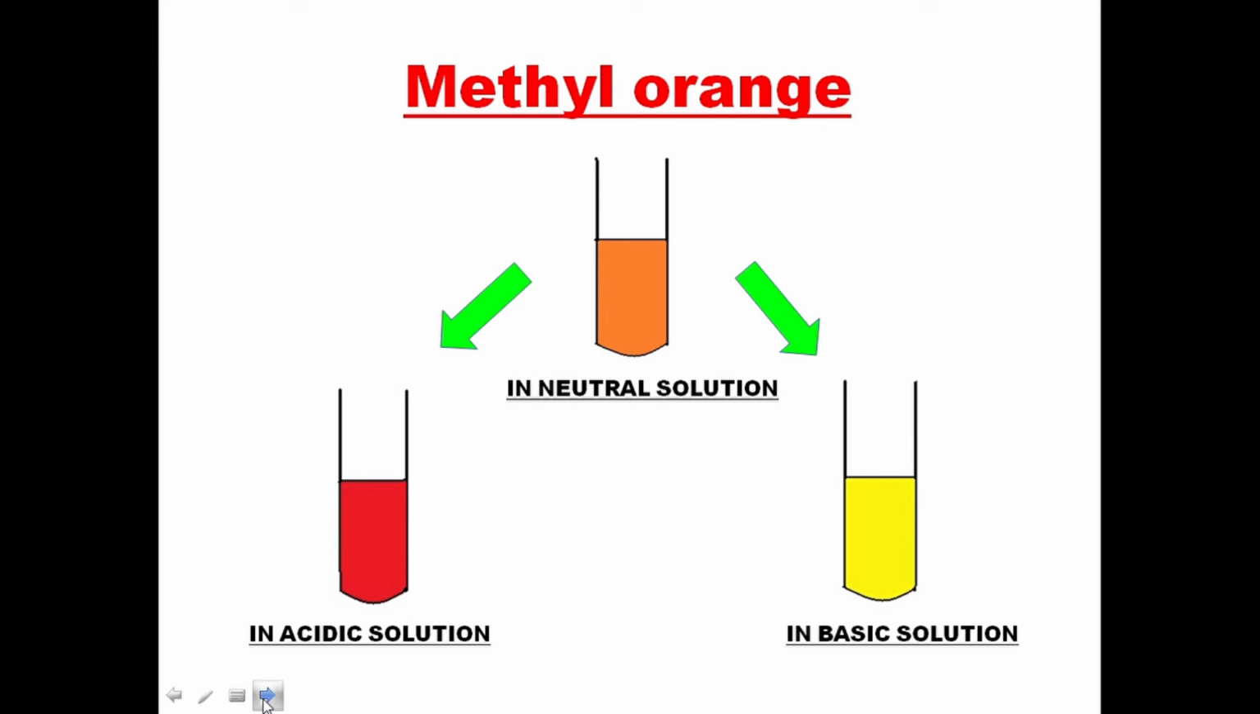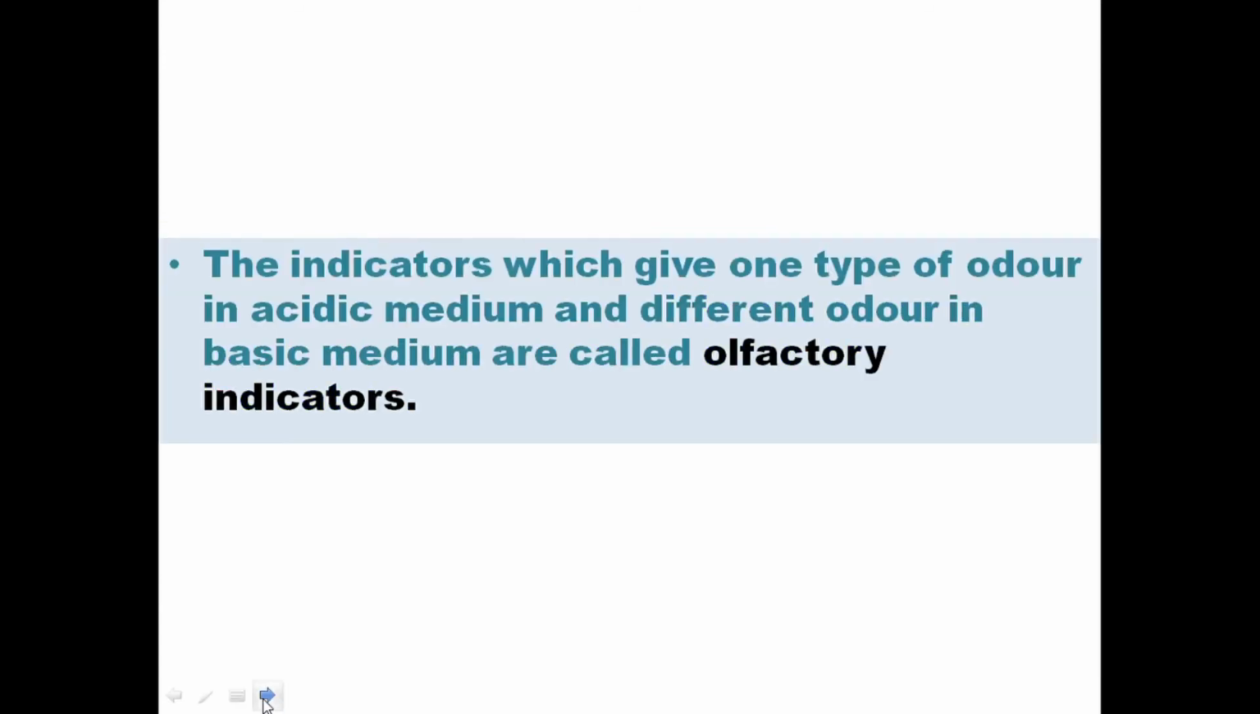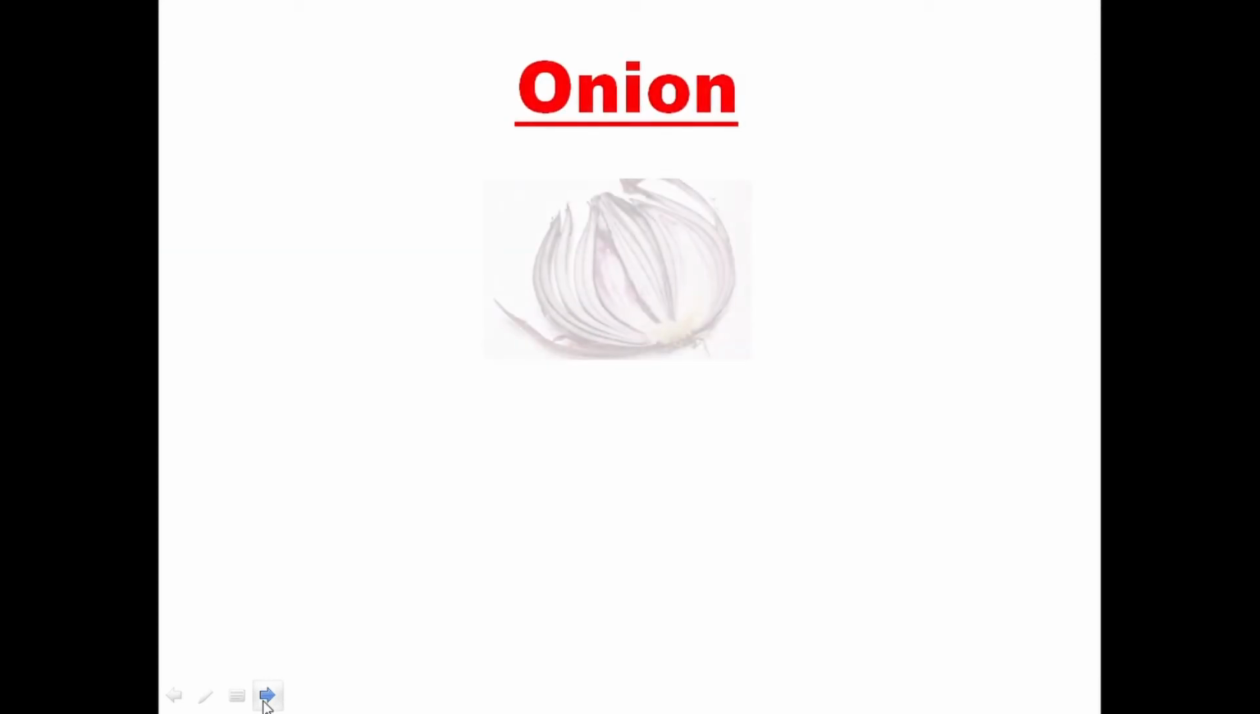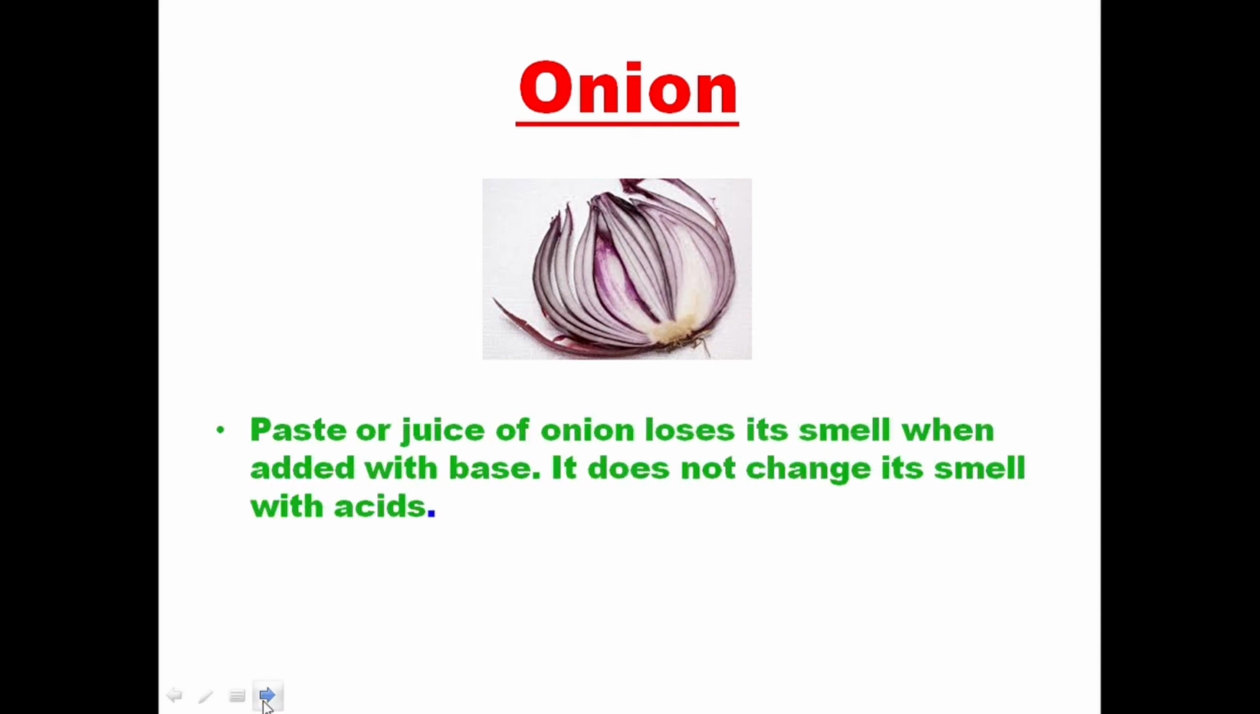But there is another type of indicator known as olfactory indicators, which says that the indicators which give one type of odor in acidic medium and different odor in basic medium are called olfactory indicators. Let's have a look at some of the olfactory indicators. So onion is one of them. If we take some paste or juice of onion, it loses its smell when added in any basic solution and does not change its smell when some acidic solution is placed in its juice or paste.